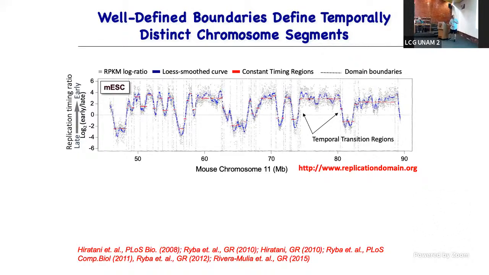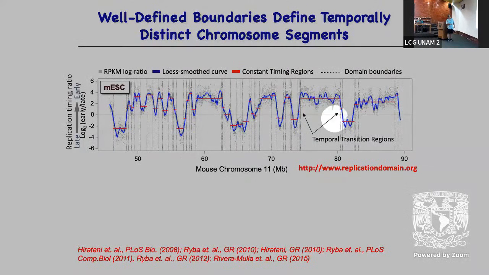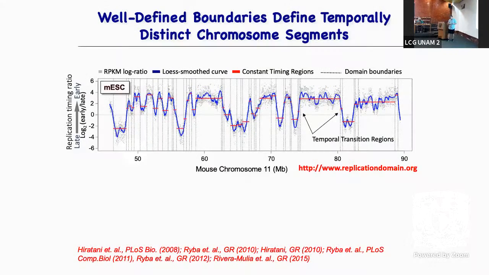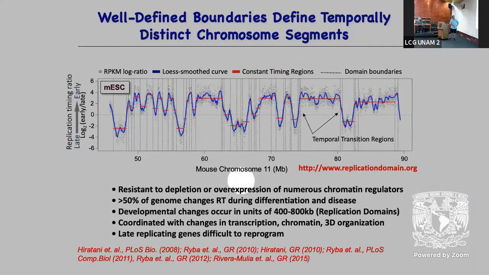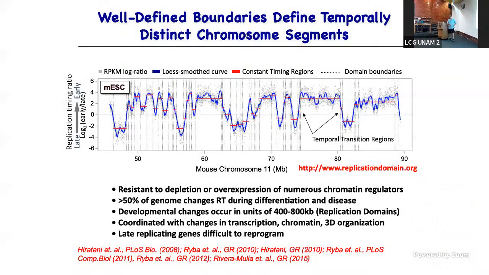Okay, so then just to summarize, since adjacent regions replicate at similar times, we can then smooth these data and segment them and then ask questions about how many domains there are and how big they are, where they are, where their boundaries are. And to summarize a lot of work over the years, we showed that this program is incredibly robust. We could knock down all sorts of chromatin regulators, treat with all sorts of drugs that are inhibitors of chromatin enzymes, and this program is not affected at all.